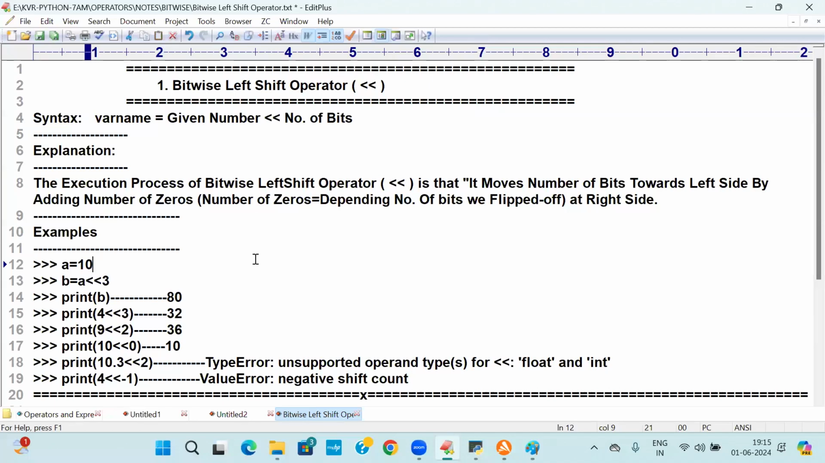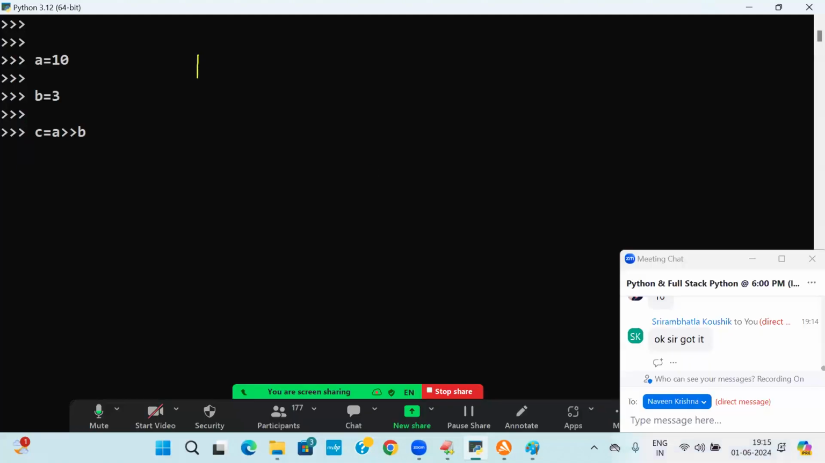Same to same. You apply for what? Shift also? Right shift is exactly opposite. Left shift will move to which side? Towards the left side. What will right shift say? So don't take much time. Directly I will go for A is 10. B is equal to what? 3, you say. C is equal to what? A double greater than B. Straightforward. Directly I will apply.